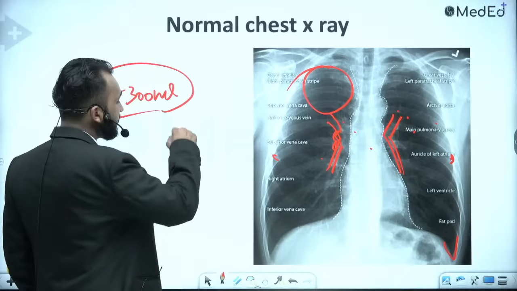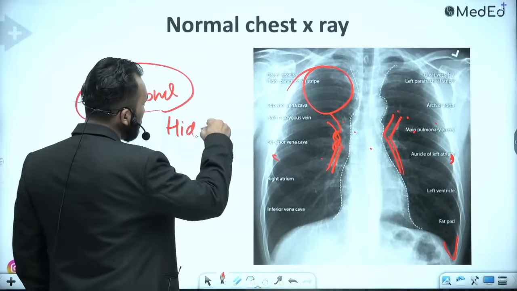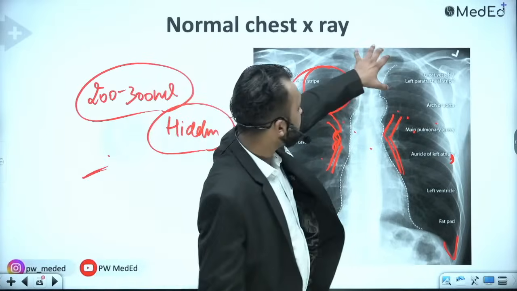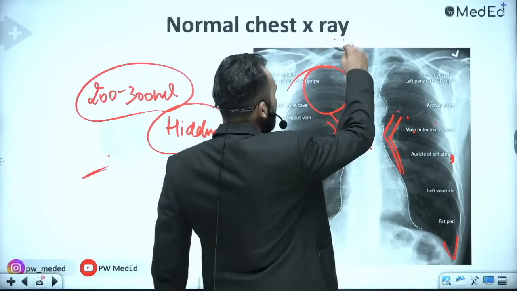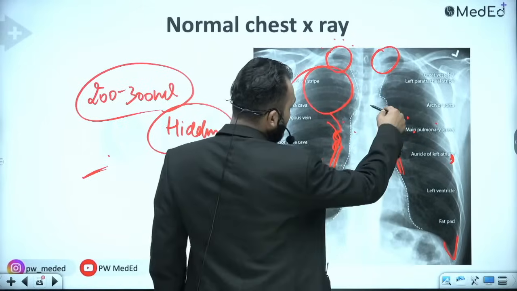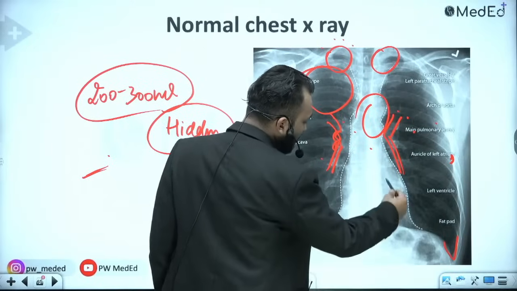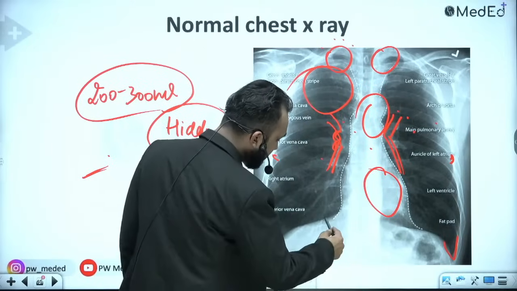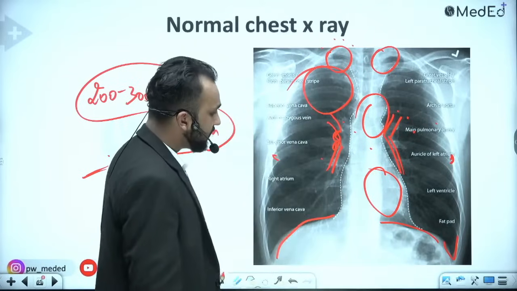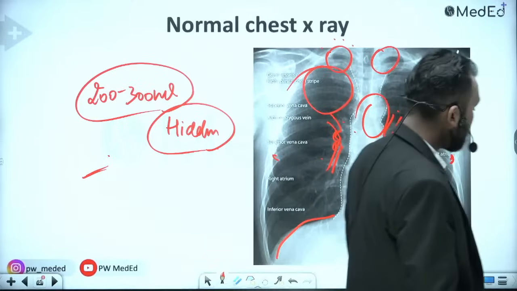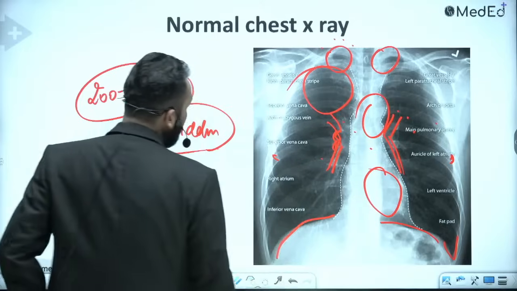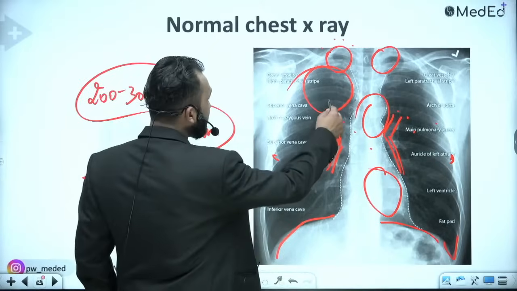A question that you can get in your NEET PG exam is, what are the hidden areas of the lung? These hidden areas include the apex of the lung, then the mediastinum, then the retrocardiac area, and the area of the lung below the diaphragm. These are the hidden areas of the lung we should always look at. And last, we should also look at the bones.